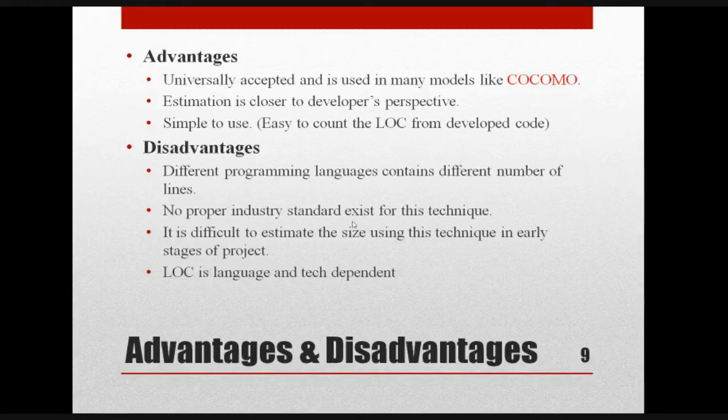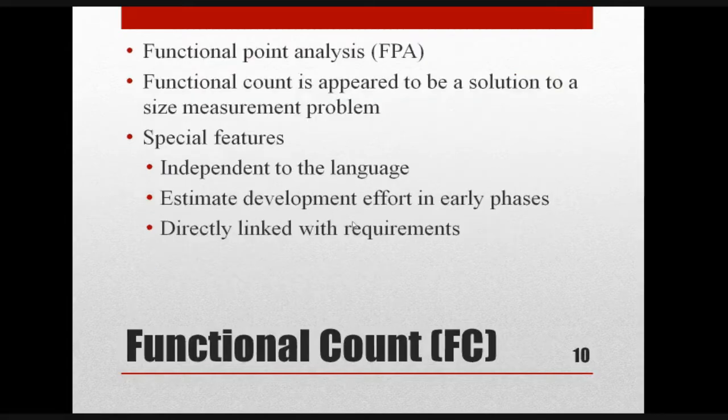So to overcome these disadvantages, right? We are going for another method which is called functional point analysis. It is also called functional count. We are going to count the number of functions. So in a particular project, how many functions are available? That you can count, because you are not going to count the number of lines. You are going to count only the functions. That is what is called functional count. In other words, it is called functional point analysis. Both are the same.